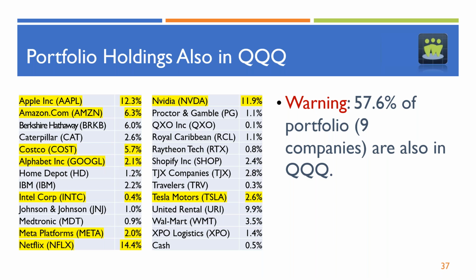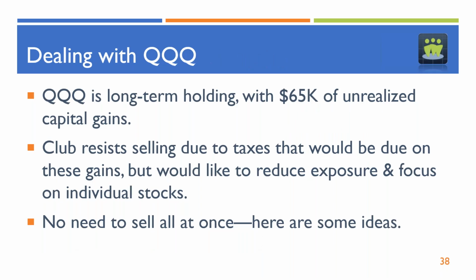57.6% of the portfolio by weight, those 9 companies are also in the QQQ. So that means each one of these has additional exposure in the QQQ. And that's one of the reasons I'm not a big fan of ETFs and mutual funds, because Apple is the biggest stock in the QQQ. It's also one of the biggest stocks in this portfolio. When you add the two together, now you've got more exposure to Apple than perhaps you thought you did as you went through.